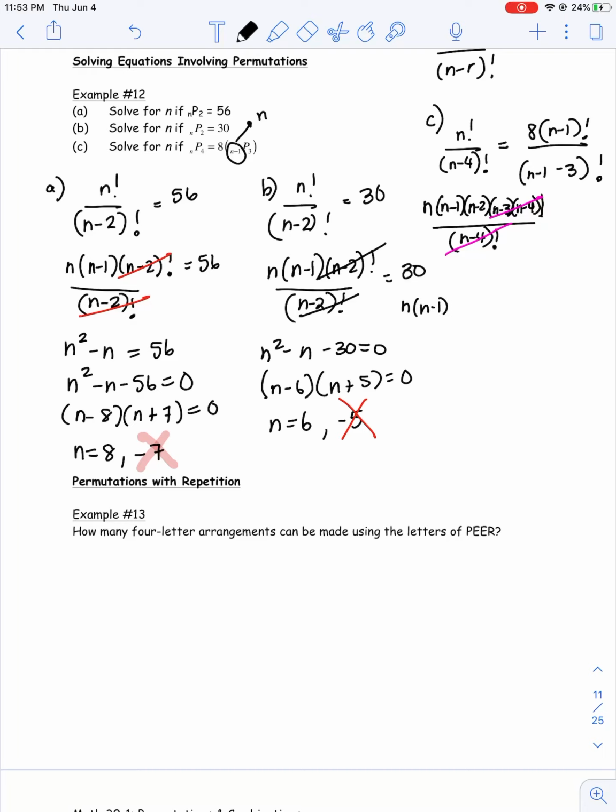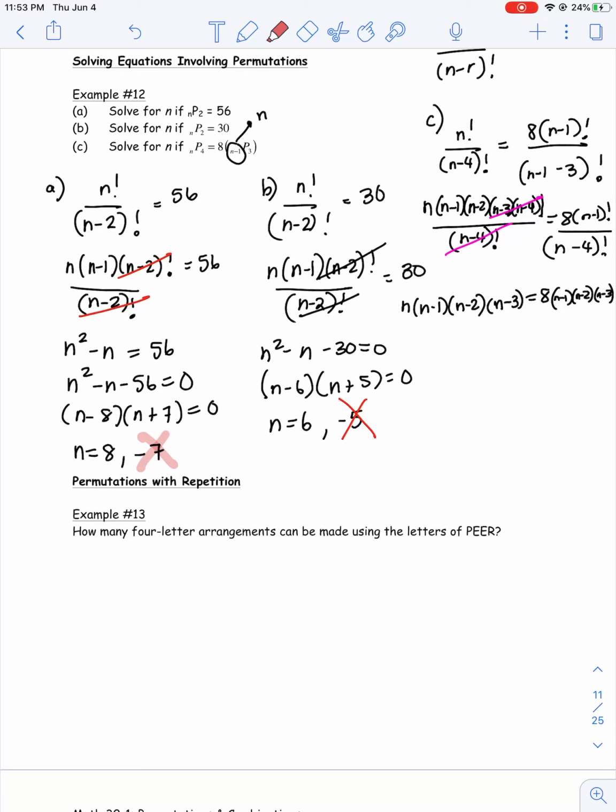So now I have n minus 1, n minus 2, and n minus 3 left over on the left. On the right, I'm going to write n, 8 times n minus 1 factorial over n minus 1 minus 3 is minus 4 factorial. So just like on the left side, I'm going to count down the n minus 1 until I get to n minus 4. So first it's n minus 1, then it's n minus 2, n minus 3, and then the n minus 4 would cross each other off, so I don't need to write that.